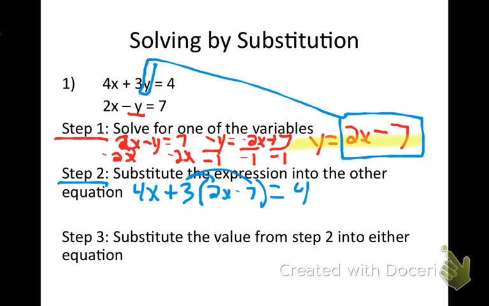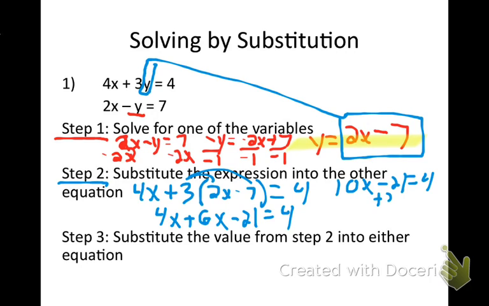Well, I would distribute, giving me 4x plus 6x minus 21 equals 4. 4x plus 6x, I get 10x minus 21 equals 4. I'm just solving for x here. Add 21. 10x equals 25.